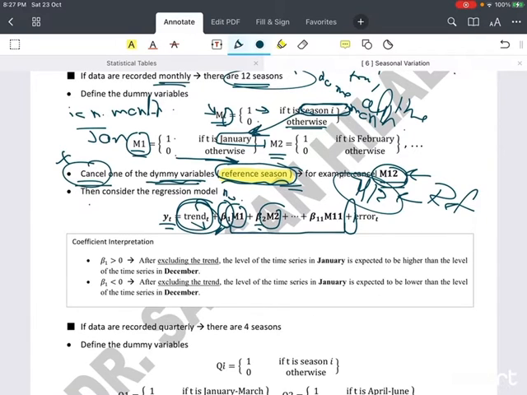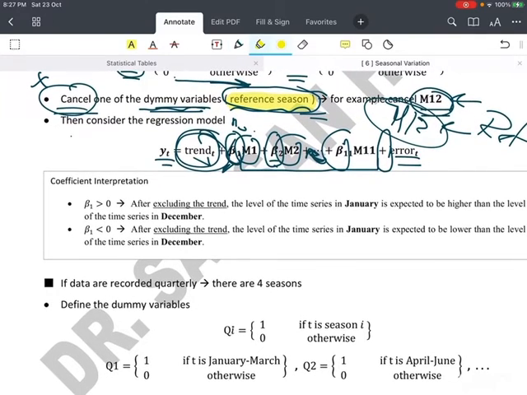So if I delete M1, I will not write it. If I delete M2, I will not write it. Like this. Then I write the error. So here we write beta 2, beta 1, beta 11. Here, the betas, don't forget them. They are numbers. They are coefficients. Okay? Yes. They are important, and we will write an interpretation for them.